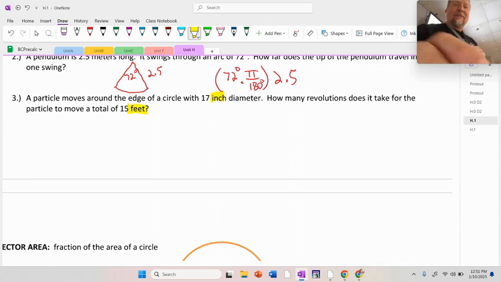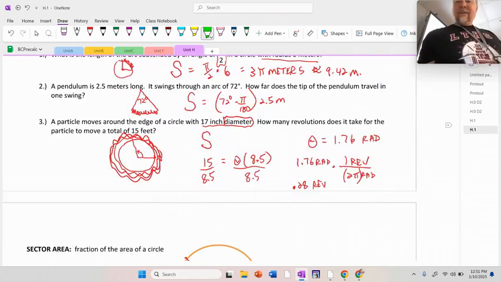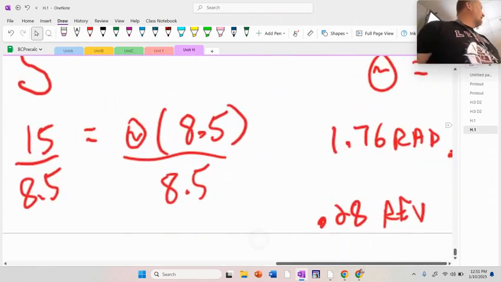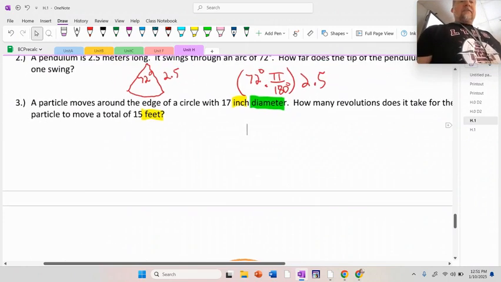Here's mistake number two. What do I actually need? The radius. Actually, I did not make that mistake. I can prove that. See that 8.5? Right. So I did not make that mistake. So that was a lie. Okay. So wait a minute.